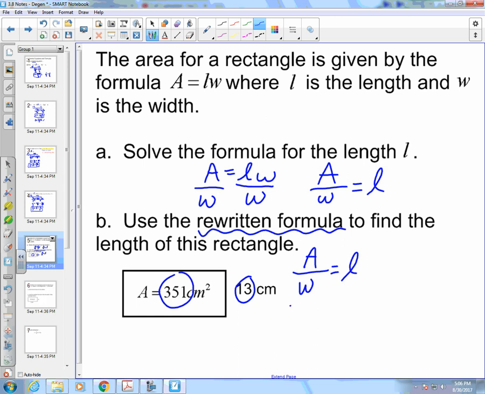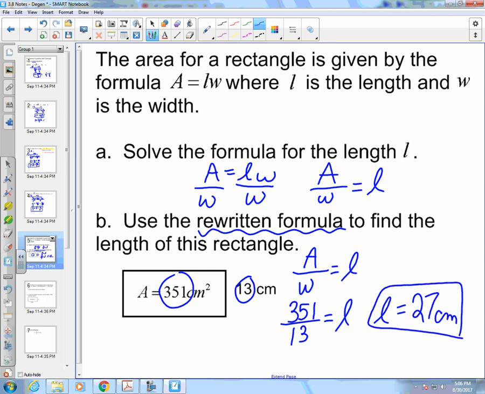I know the area, 351. I know the width, 13. What I'm trying to find is the length. So I'm going to take 351 divided by 13, and I'm going to find out the length is 27 centimeters. 27 centimeters.